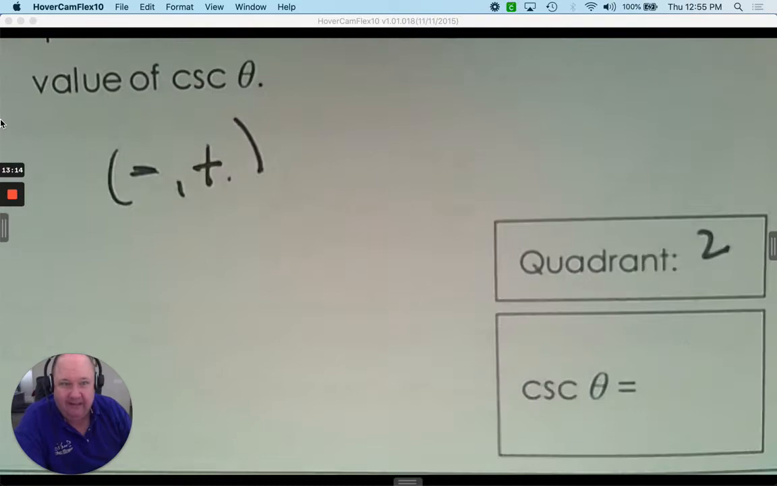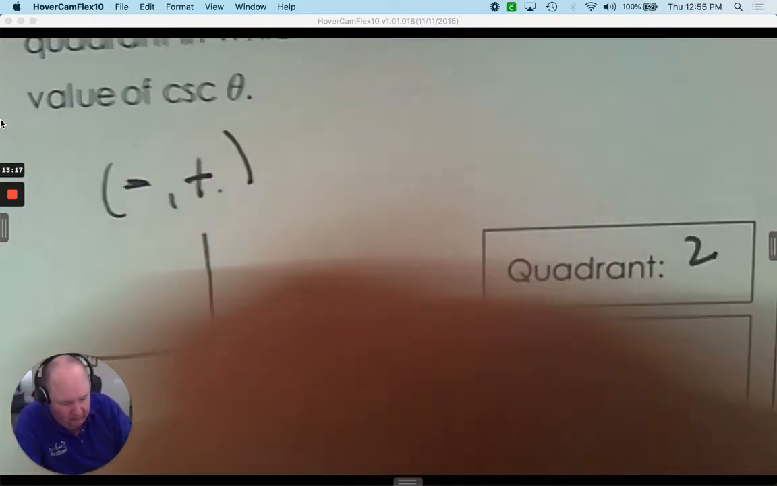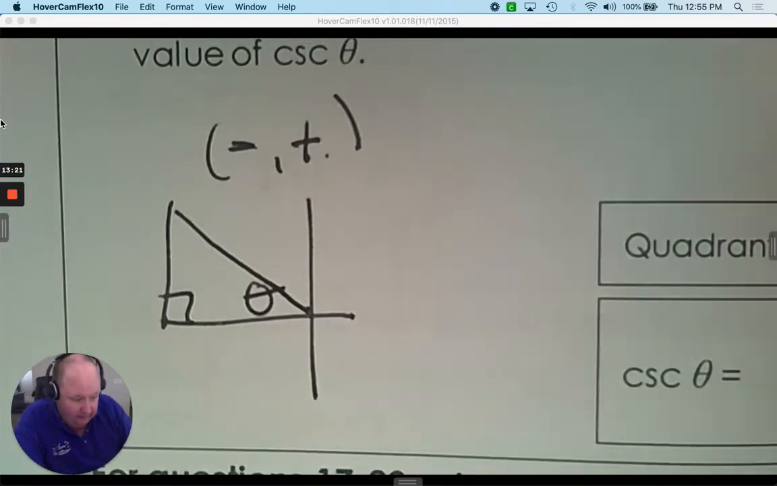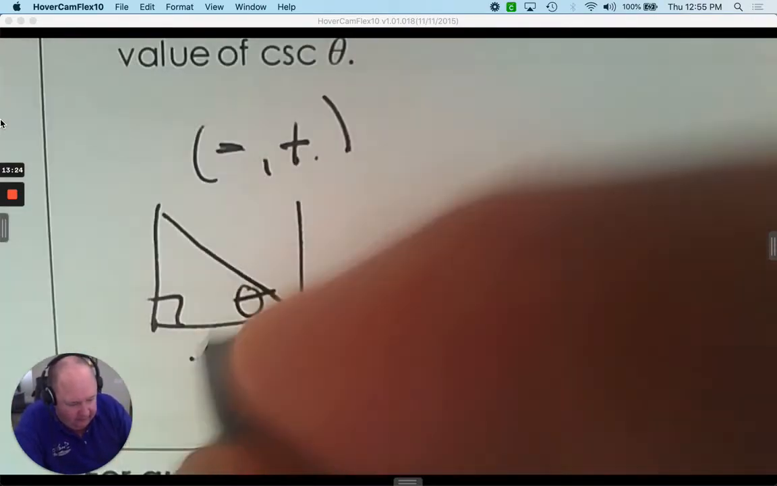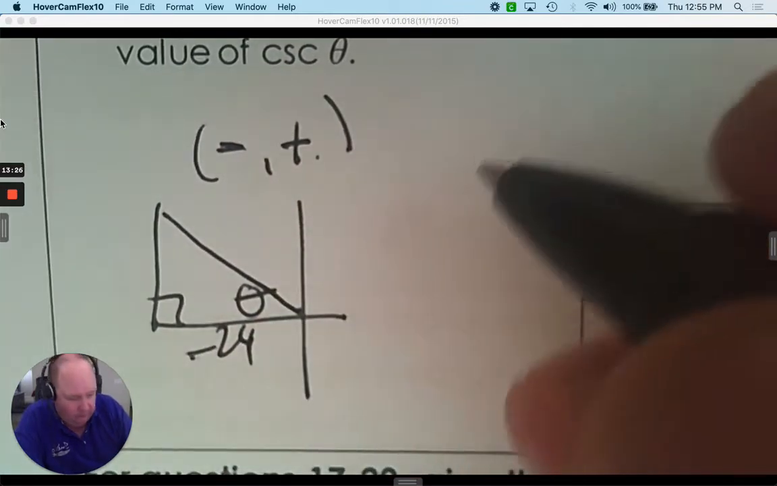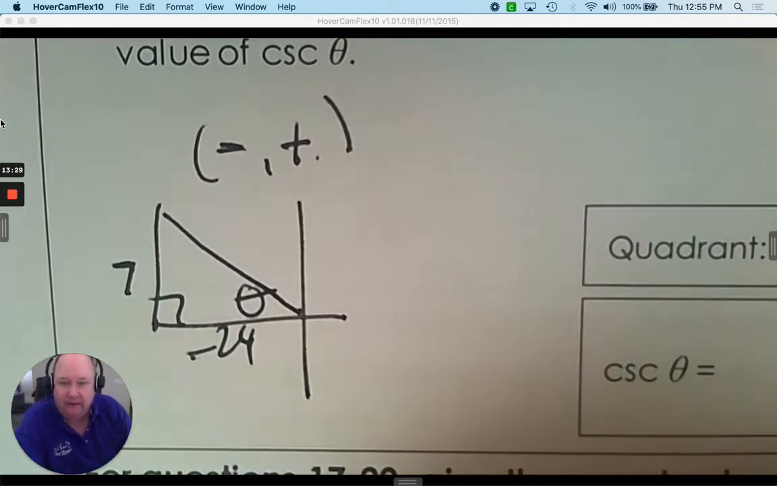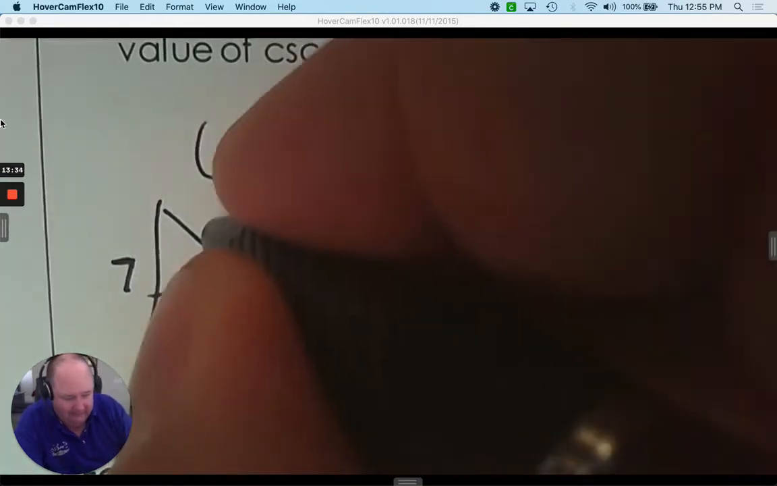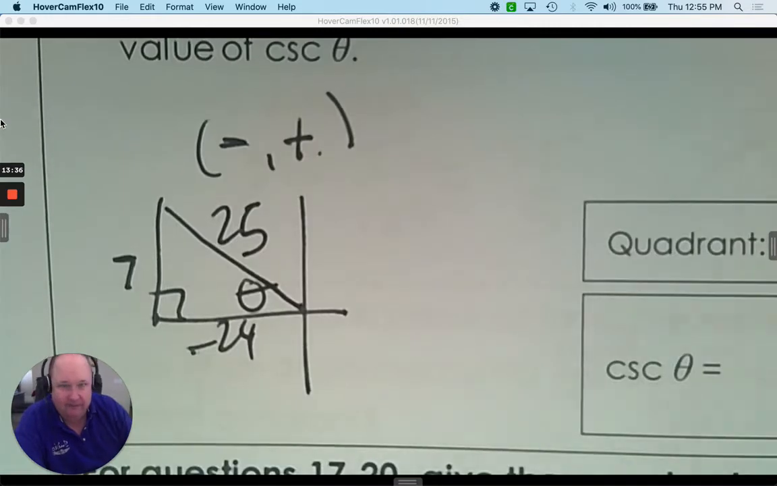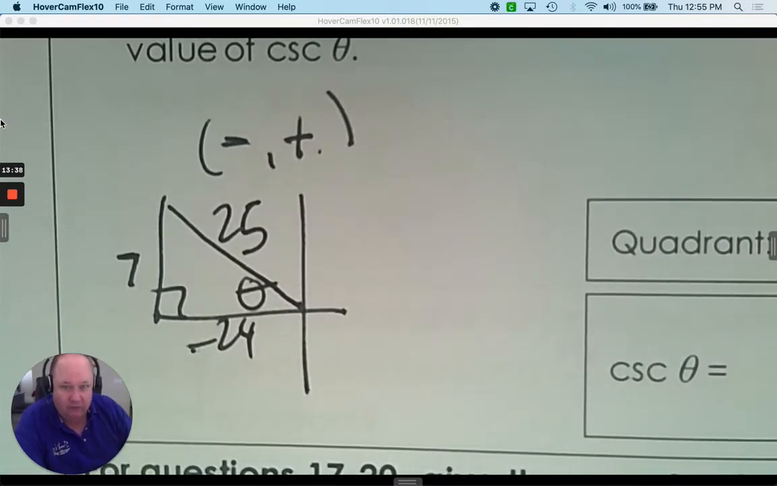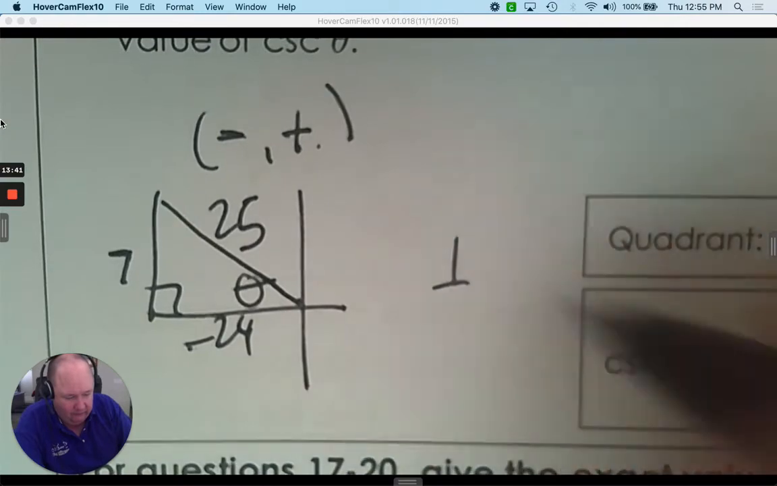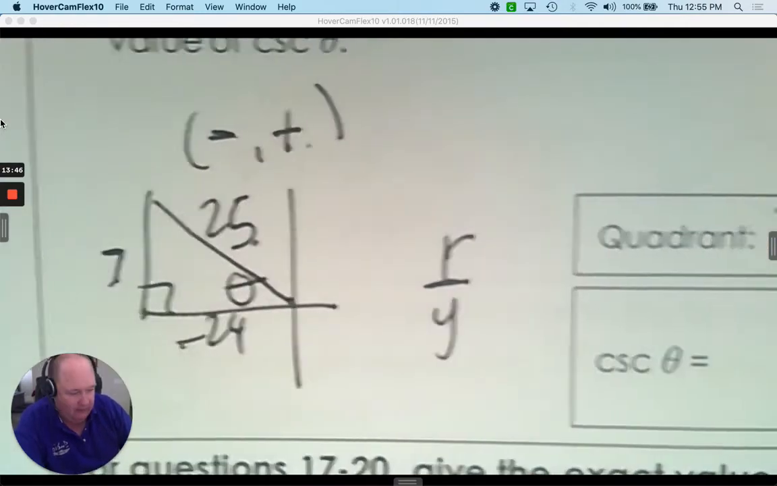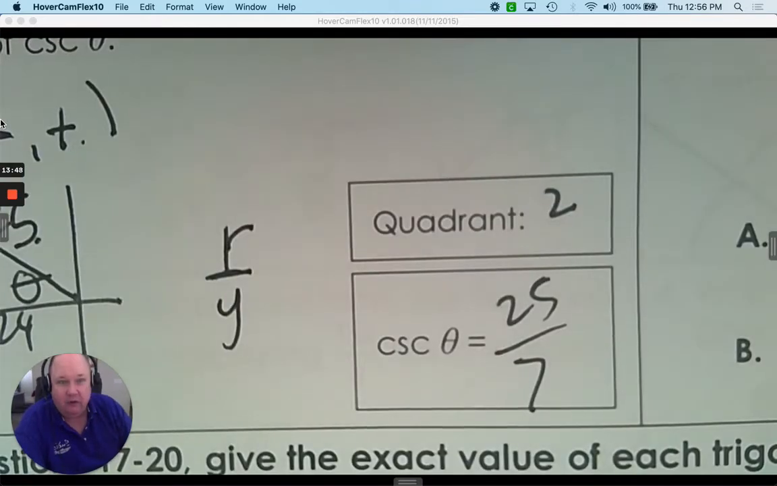What's cosecant? So we're going to draw a right triangle in quadrant number 2. And we're going to label it. So cotangent, that's x. So x is negative 24. The y value is 7. You can use the Pythagorean theorem or the square root of x squared plus y squared. That radius is 25. It's a Pythagorean triplet. Cosecant, by definition, is the radius over the y in this case. So the radius over the y. So the answer is 25 over 7.